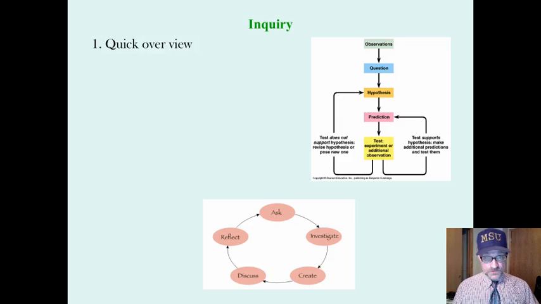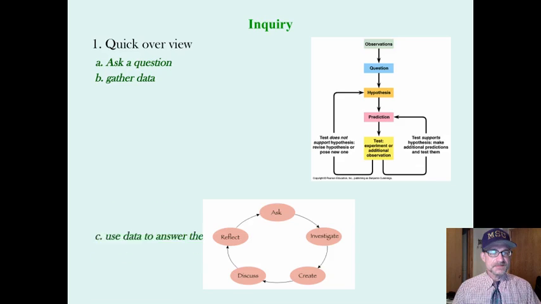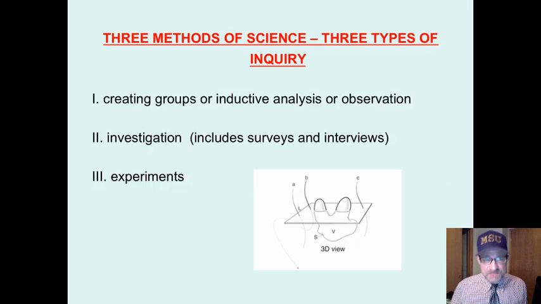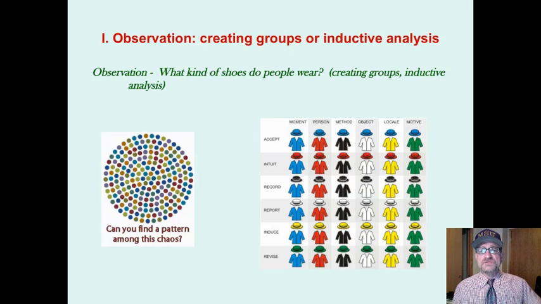Quick overview, the basics. You ask a question, or you help your students ask a question. You gather data, and then you use the data to answer the questions. Simple, simple, simple. Keep things simple. That's the basic essence. There are three methods of science. There's probably more than that, but we are going to look at the basic three: creating groups or inductive analysis, investigation, and then experiments.